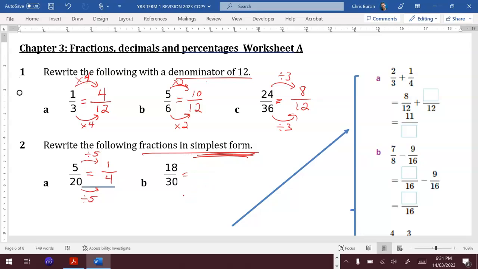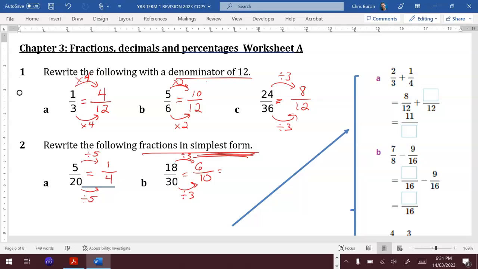But say you were just playing around a little bit. Say, okay, I know that both of these are divisible by 3. Let's do that. So remember, whatever you do to the top, you do to the bottom. And if I divide both of these by 3, I get 6 over 10. Well, that is an equivalent fraction, but it's not a fraction in its simplest form.